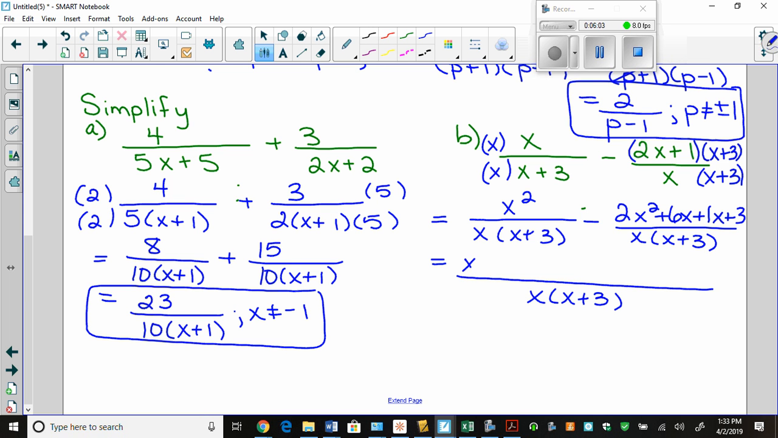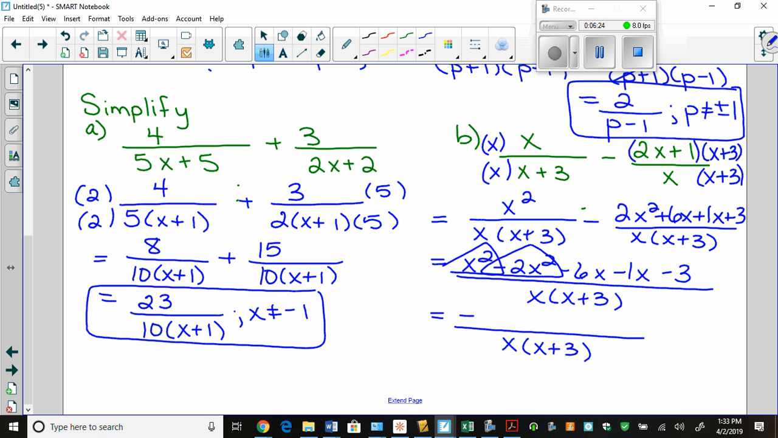So we have x squared minus 2x squared minus 6x minus 1x minus 3. And then what do we do last? Collect like terms. So we're going to get x squared minus 2x squared is negative x squared. Minus 6x minus 1x is minus 7x minus 3. X cannot equal 0 or negative 3.